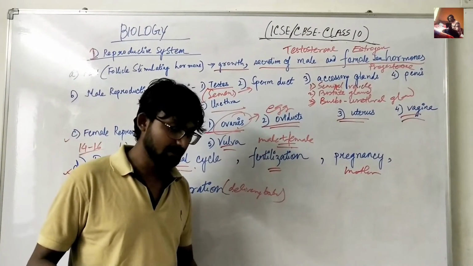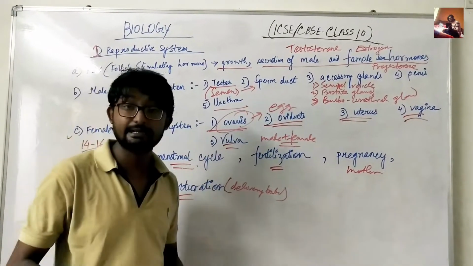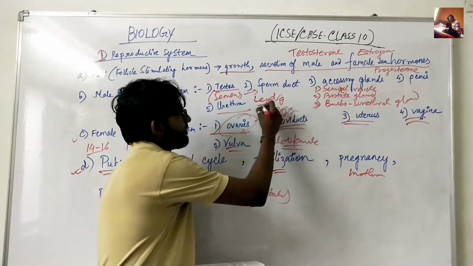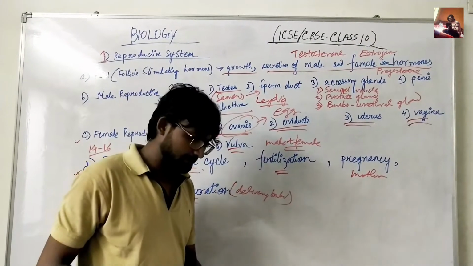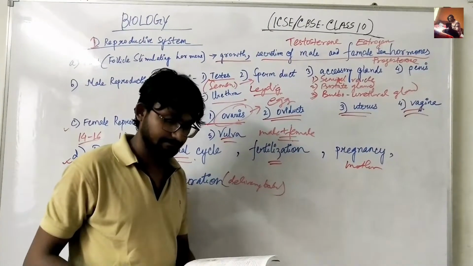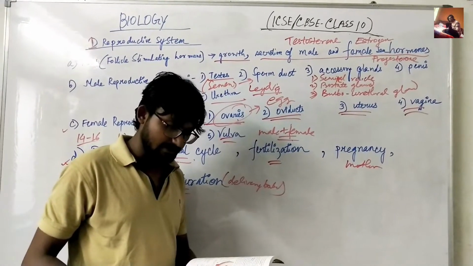Leydig cells produce the hormone testosterone. Leydig cells are present in the testis. The testis produces the sperm basically. So you need to know the diagram. Then the sperm duct carries the sperm from the testis.